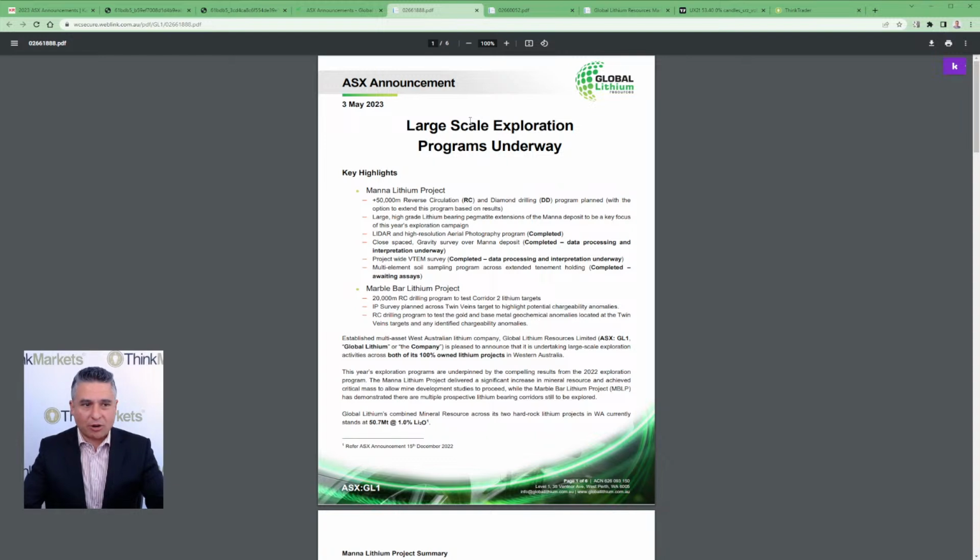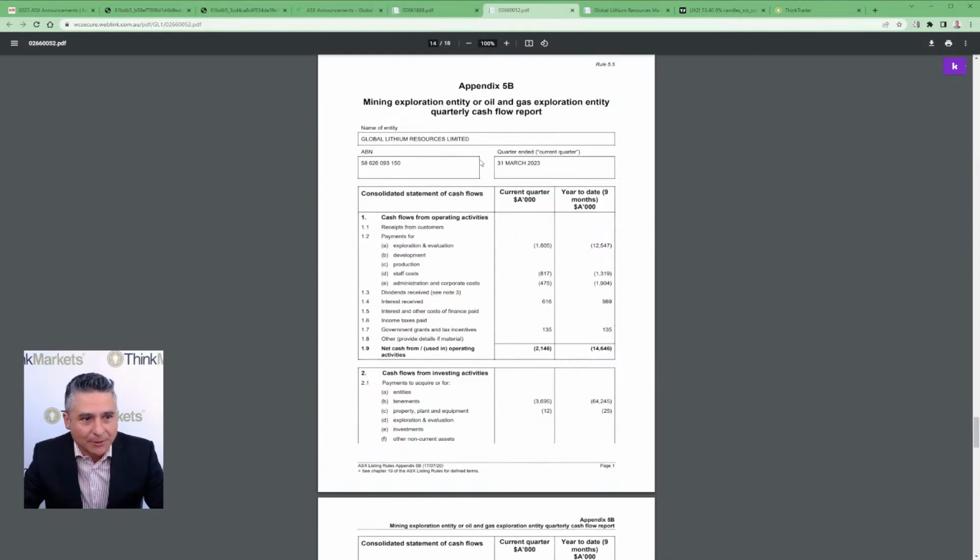Large-scale exploration programs underway, okay? We've got drilling. It's happening. Now, drilling means results. Results could be good or bad, but at least they're doing something. Other stuff, what is this here? It's just an ASX announcement. You could see a 5B as well. It could be a 4C or a 5B. 5Bs tend to be energy companies. There you go. I wonder why. Maybe lithiums, or maybe previously it was oil and gas. I don't know. But 5B, 4C, same.